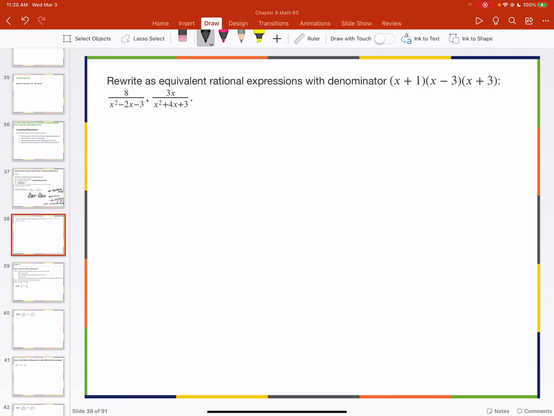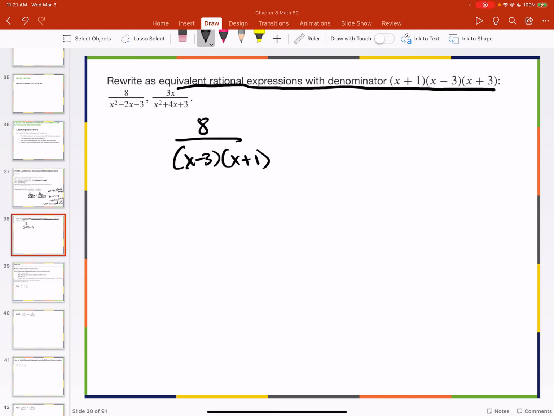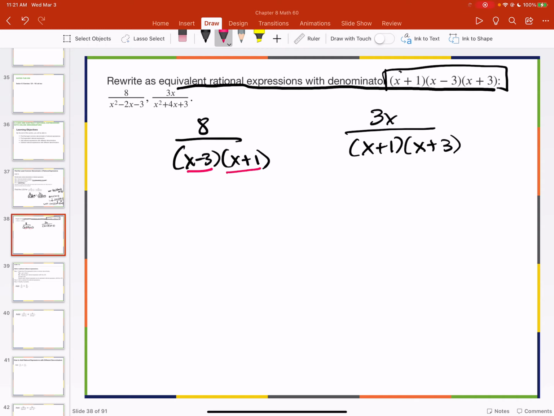Now, rewrite as equivalent rational expressions with this denominator. So remember what this was: 8 was over x minus 3, x plus 1, and then 3x was over x plus 1, x plus 3. Then we say, here's my LCD. I'm going to multiply top and bottom by what's missing. I have an x minus 3, I have an x plus 1, so I'm missing from the first one an x plus 3. So I'm going to multiply top and bottom by x plus 3.